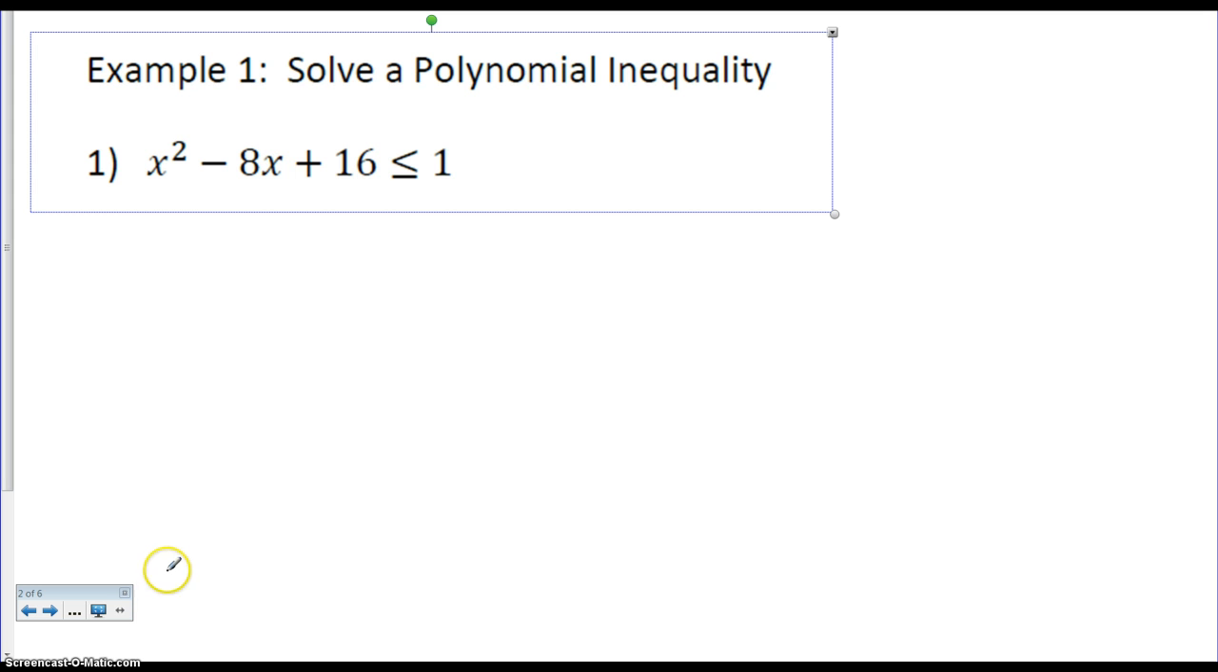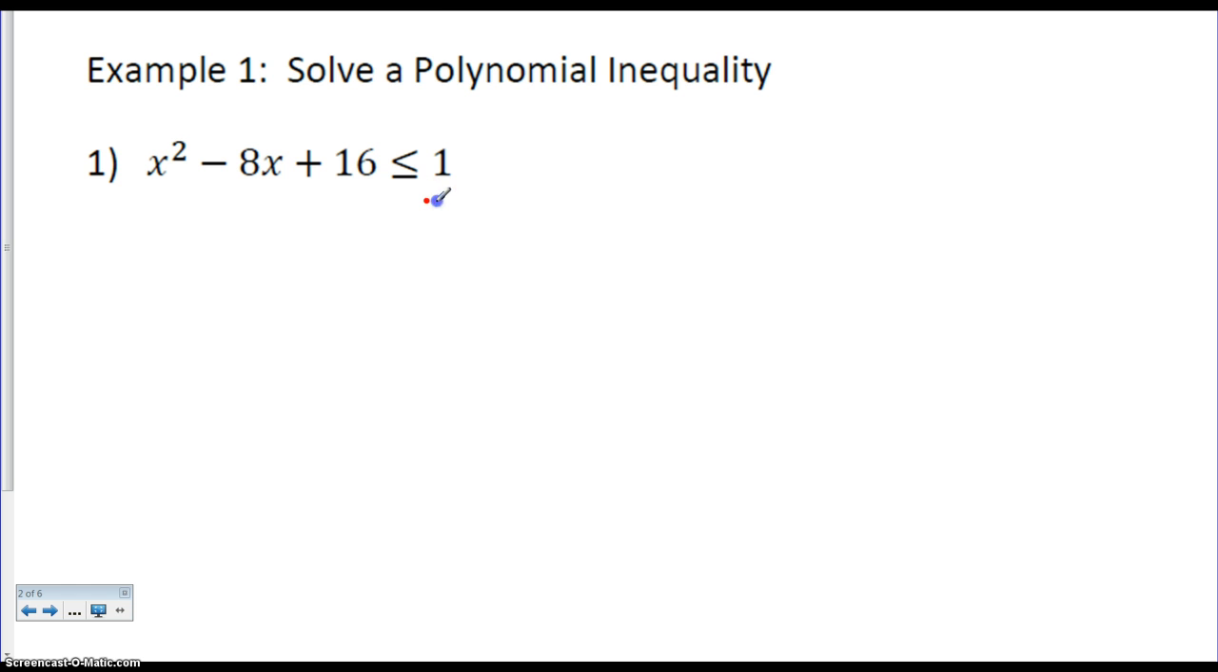First example we're going to look at here is x squared minus 8x plus 16 is less than or equal to 1. So what I want to do first is get one side to be 0, so I'm going to subtract 1 from both sides. And I end up getting x squared minus 8x plus 15 is less than or equal to 0.